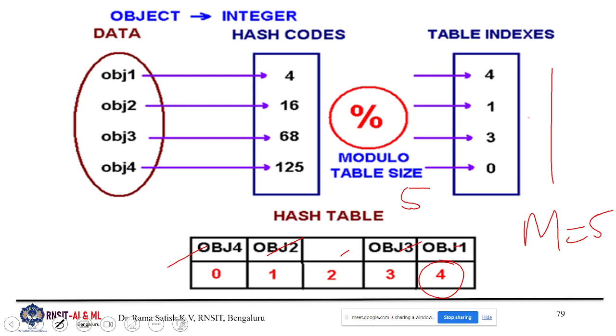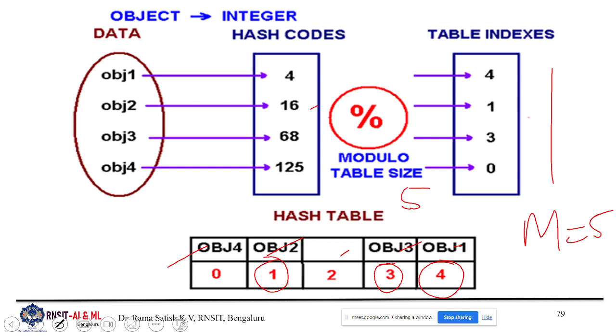Object 2 value is 16. 16 modulus 5 is 1. So object 2 is stored in 1. And object 3 is 68. 68 modulus 5 is 3, so object 3 is stored in location number 3.